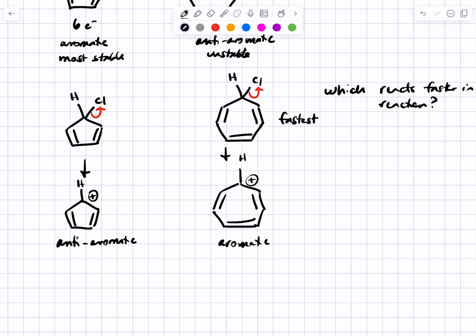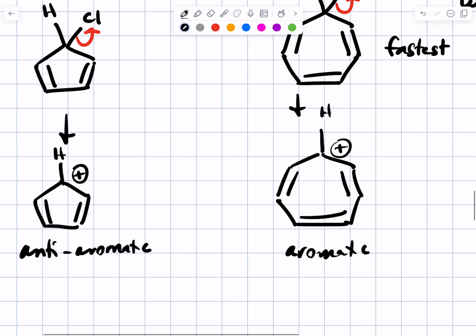There's a lot of good questions in the end of chapter about this. Go ahead. Is that 7-membered ring fully conjugated? Yes, so is the 5-membered ring. The reason is this positively charged carbon is sp2 hybridized, and there's, from our perspective, an empty p orbital on that carbon that can line up with all the other p orbitals in the molecule.